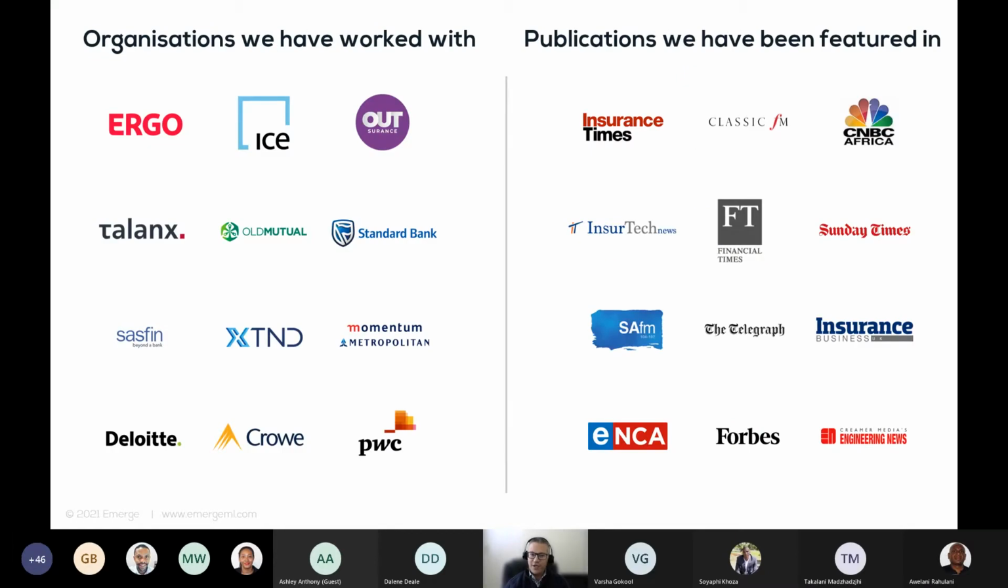We've done work with a whole lot of financial services institutions, banks, insurance companies, and have been fortunate to be published in many publications. Maybe one that's worth mentioning here is we have a partnership with Extend for fraud analytics, where we do the AI backend and they do the investigation. So it's a very powerful combination of skills.